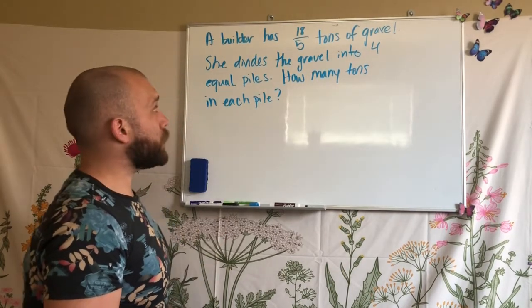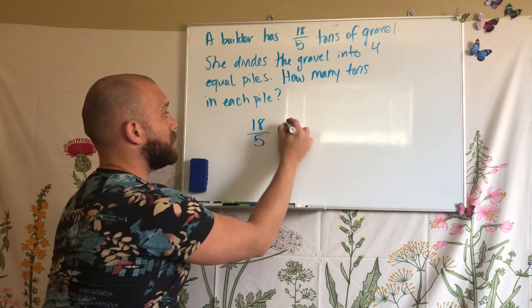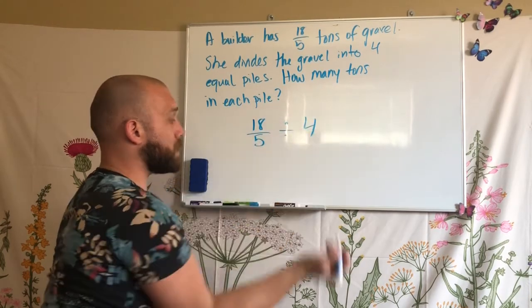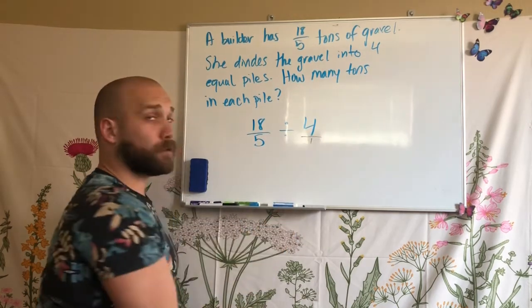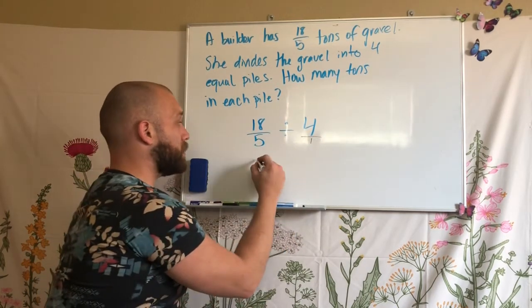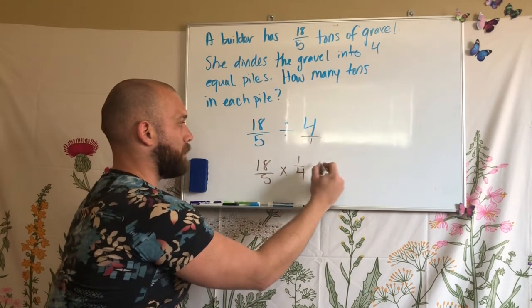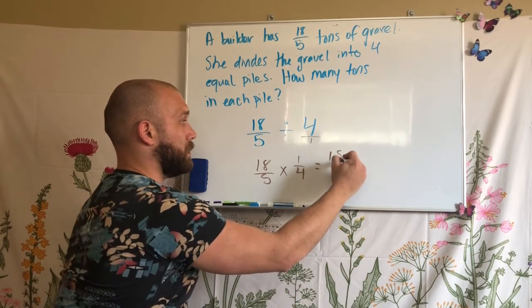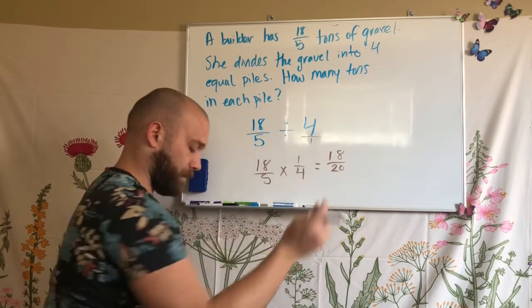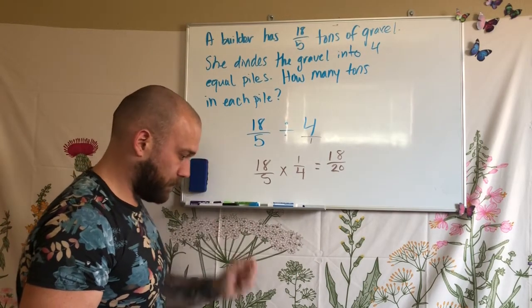All right, now let's check your work. You should have written out 18/5 divided into 4 equal parts. As we know, 4 is the same as 4 over 1. So now I can turn this into 18/5 times 1/4. What does that give me? 18/20. However, this fraction can be reduced.